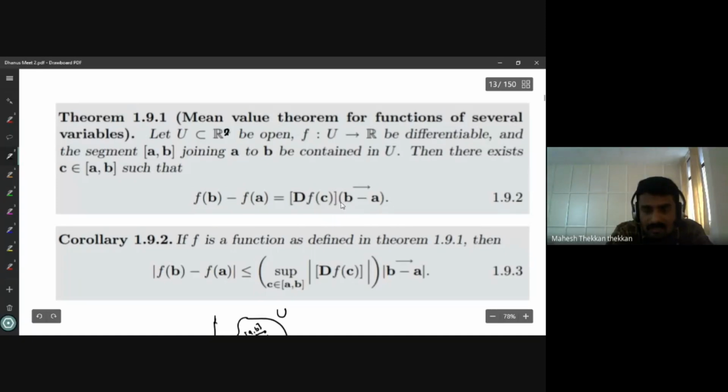This multiplication here is the dot product. So you have to multiply component wise. So this is nothing but the dot product, not just a simple multiplication, because this df of c is a vector. This is my alpha beta, and this is another vector. So their multiplication is nothing but a dot product. Okay, so that will give a scalar. So left hand side we have a scalar, right hand side also we have a scalar. So this makes sense. Okay, this is the mean value theorem.